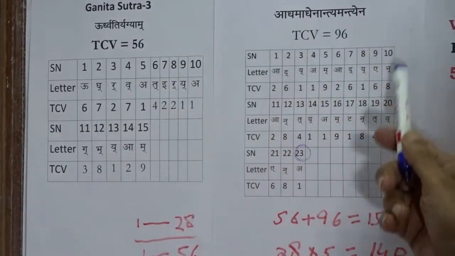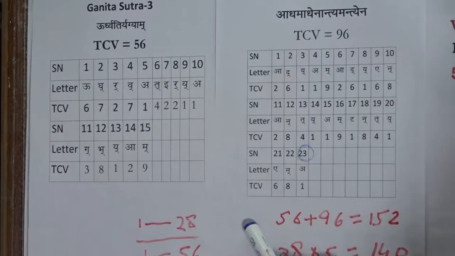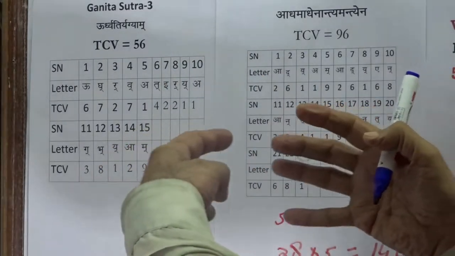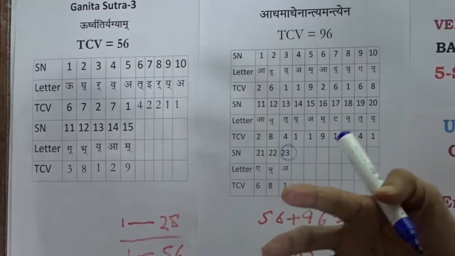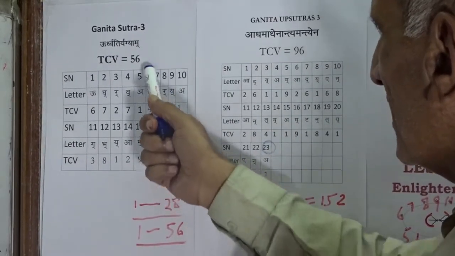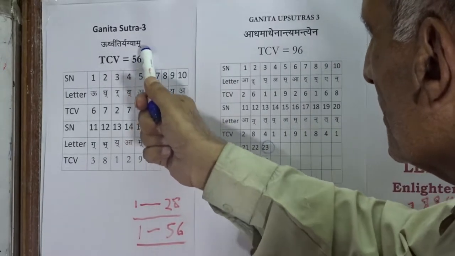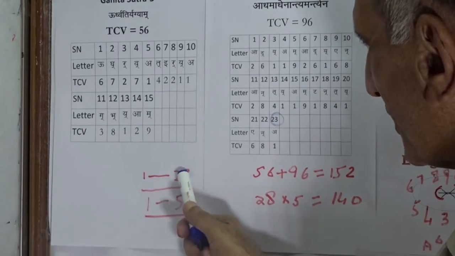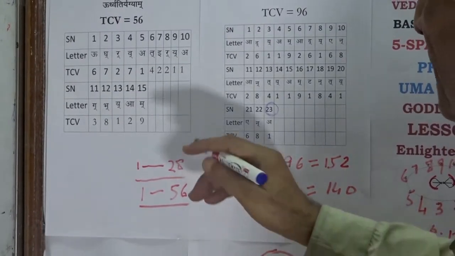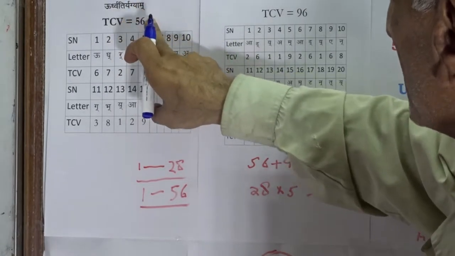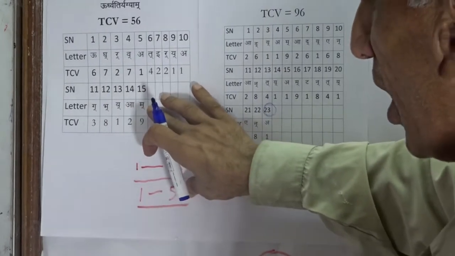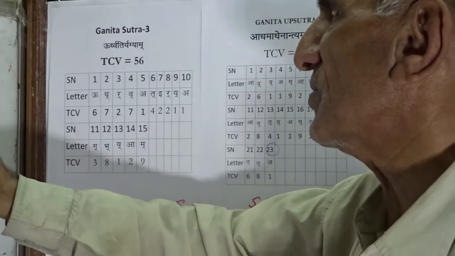The Upsutra 1 is of value 23, which is equal to 3 plus 5 plus 3 into 5. Therefore, going a step ahead, the interconnection between the two, the interlinking between the two, the bridging values of these Upsutras deserve to be appreciated. Further, let us see that value 56 is equal to the number of factors for the values 1 to 28. Values 1 to 28 lead to factors 56. Therefore, this relationship of value 56 is straight with the value 28. Value 28 is the value of the number of letters of Ganita Sutra 2.